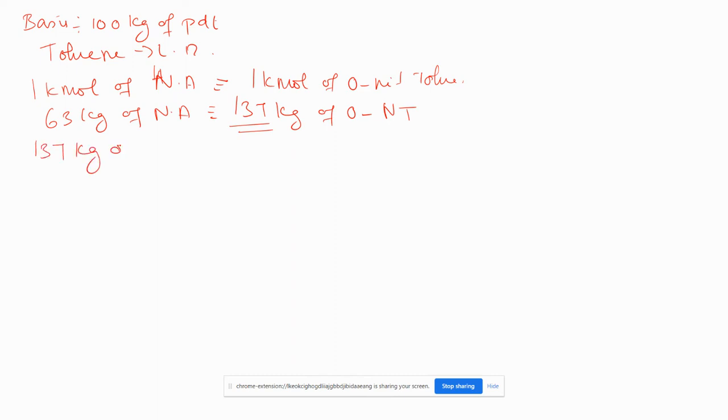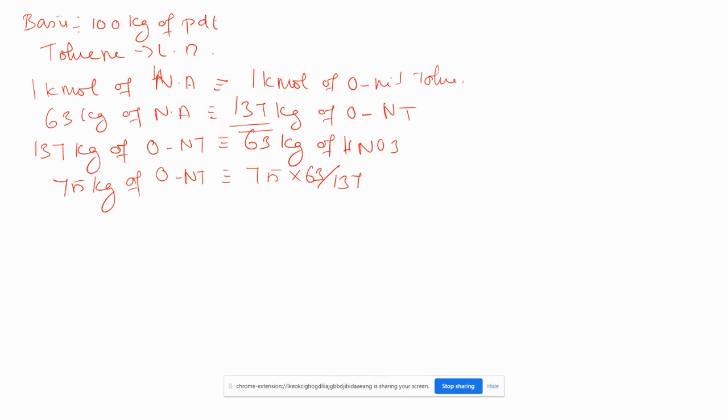Already the orthonitrotoluene quantity is given. As usual, we have to write the known quantities on the left hand side. So 137 kgs of orthonitrotoluene is equal to 63 kgs of nitric acid. Given is how much orthonitrotoluene? 75 percent, so in kgs you will write 75 kgs. For 75 kgs of orthonitrotoluene, you will have 75 into 63 divided by 137. So you will have 34.49 kgs of nitric acid reacted.